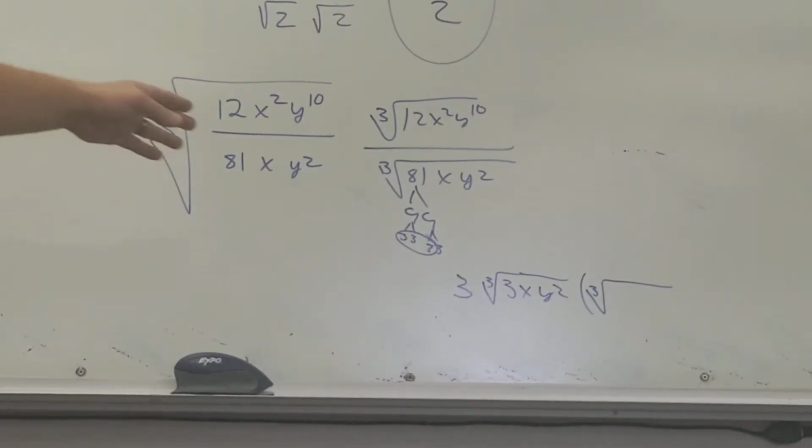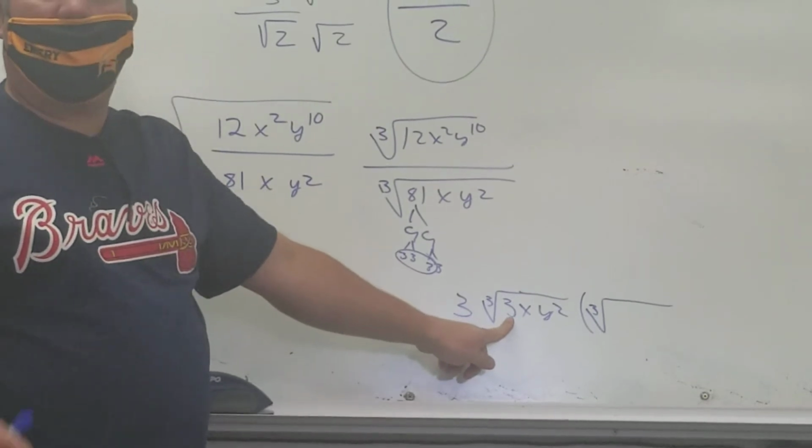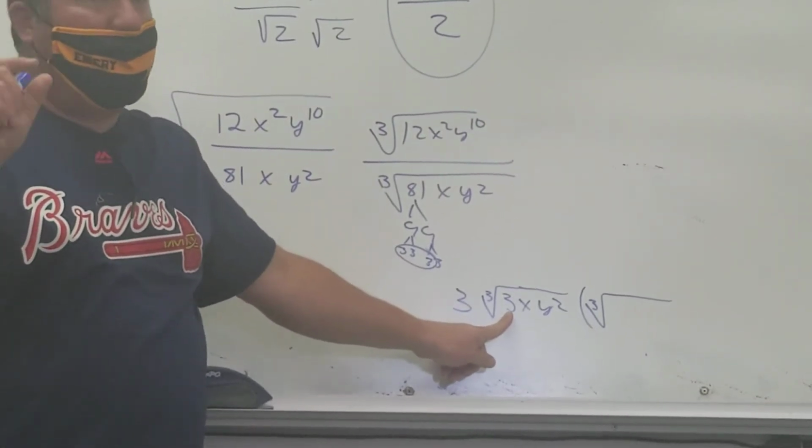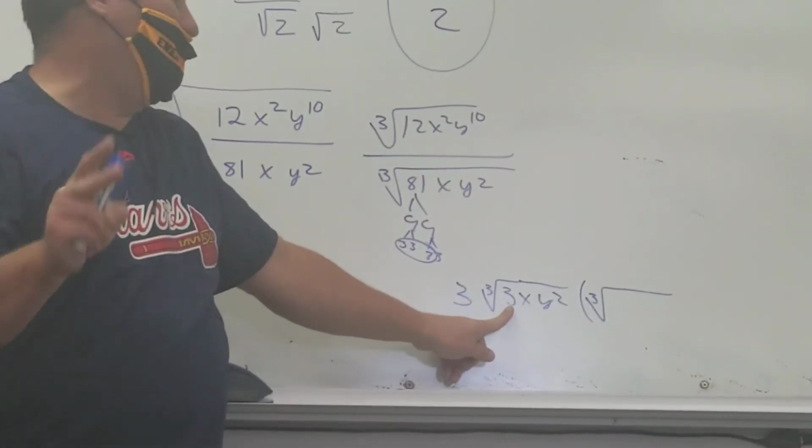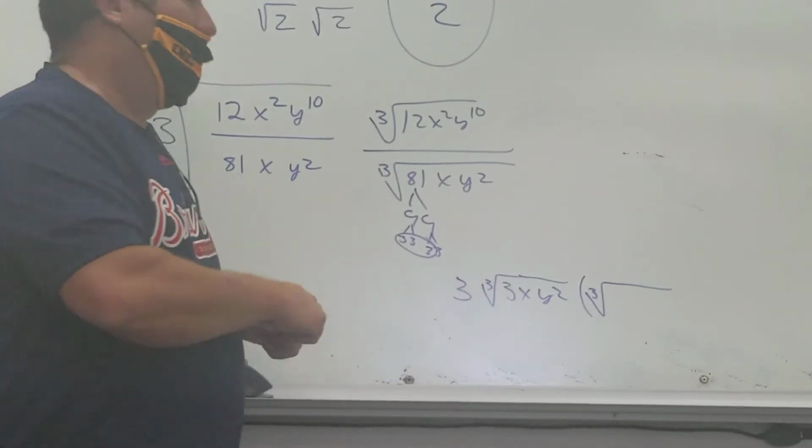How many do I have under the root, though? I only have 1 three under the root. I need 2 more 3s under the root. What's 3 times 3? I need a 9.